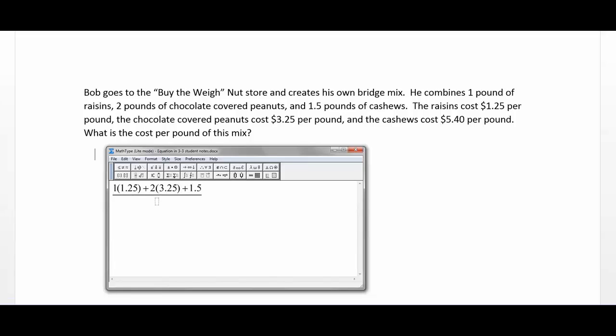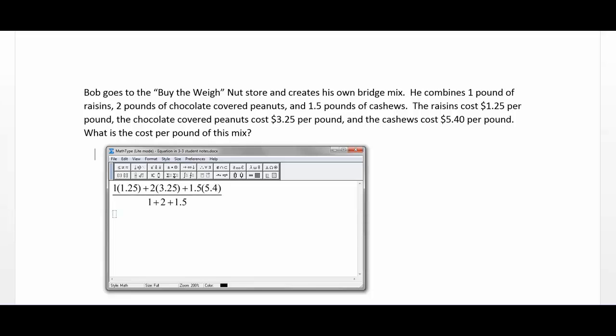It is 1.5 pounds of cashews. So I'm calculating how much does it cost if he bought it individually. So 1.5 times 5.4. And then, so that's the amount of money that the total collection would have cost. And I want to divide it by how much the total collection was. So 1 plus 2 plus 1.5. And that will tell us, on average, what did he pay per pound for this special mix.